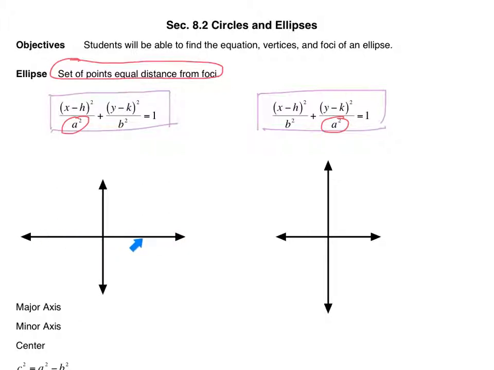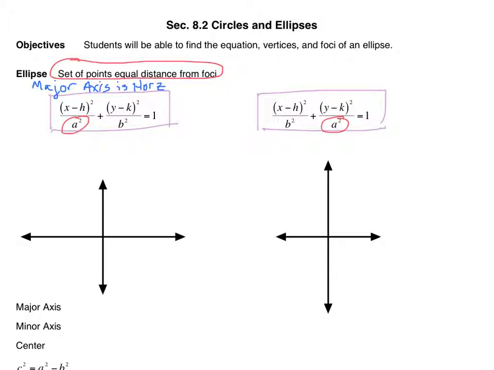If you think about an ellipse as a squished circle, then if I were to put two perpendicular lines through an ellipse, one of those lines is going to be longer than the other. And that's called your major axes. And so if a is underneath the x squared binomial, then your major axis is going to go in the direction of the x-axis, which is horizontal. So you're going to want to write here: major axes is horizontal.